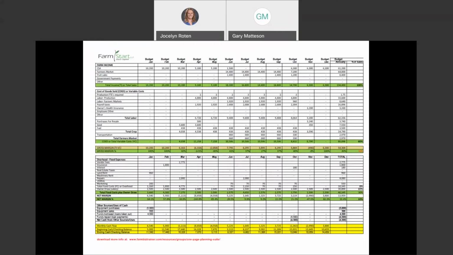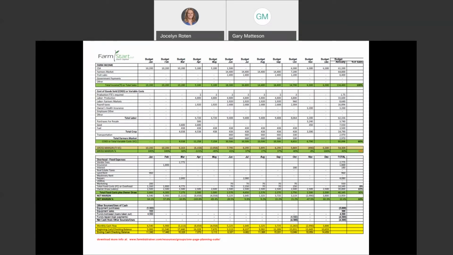If we add even more detail and show the entire spreadsheet, this looks really complicated. I get that. This is kind of scary. But if you think about it, the 5 green lines are still there. Income, total income, minus cost of goods sold or variable costs equals gross margin, minus fixed costs or overhead equals net margin. So all we're doing is adding more detail to show how we got to those numbers.